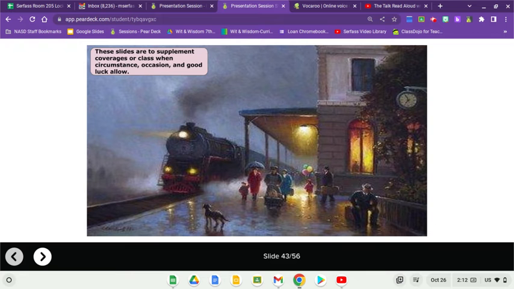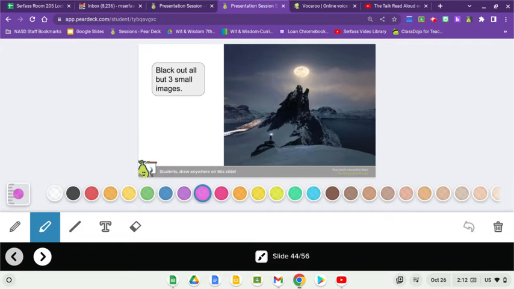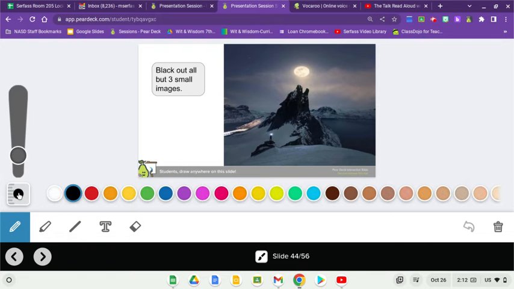And then if there's time at the end, we're going to do some negative space poetry or blackout poetry, all right? These are to supplement class or for coverage. Black out all but 3 small images. So put it in pencil. I would make it as big as it goes. Put it on black and find 3 interesting parts that you want to leave alone. I like the moon, I like the top of that peak, and I like the guy with the light.